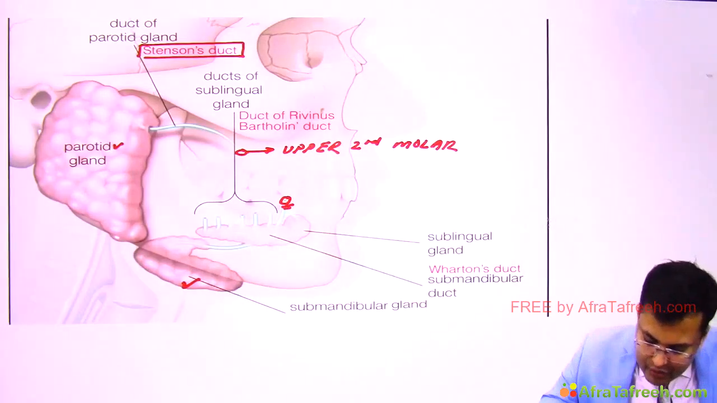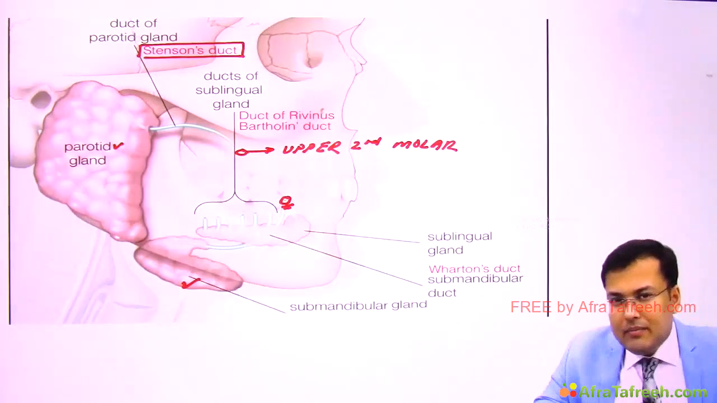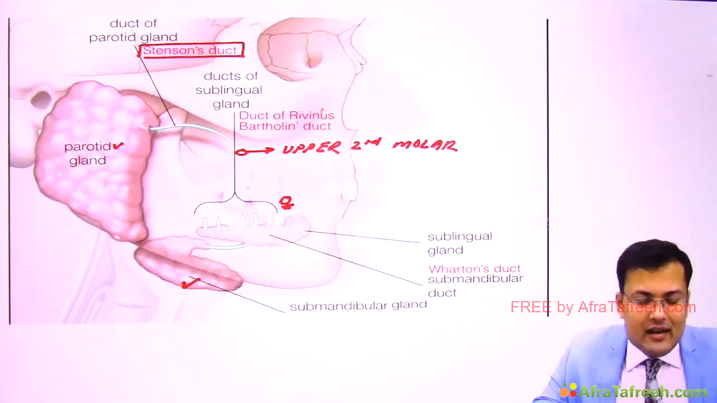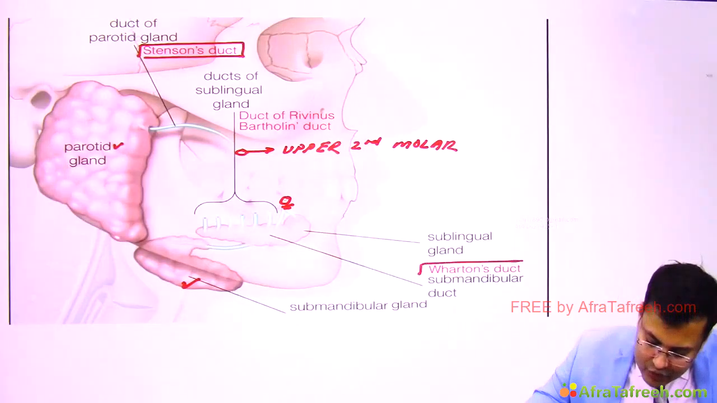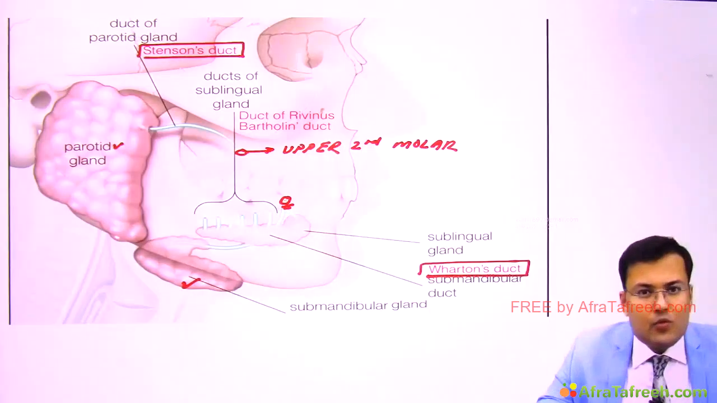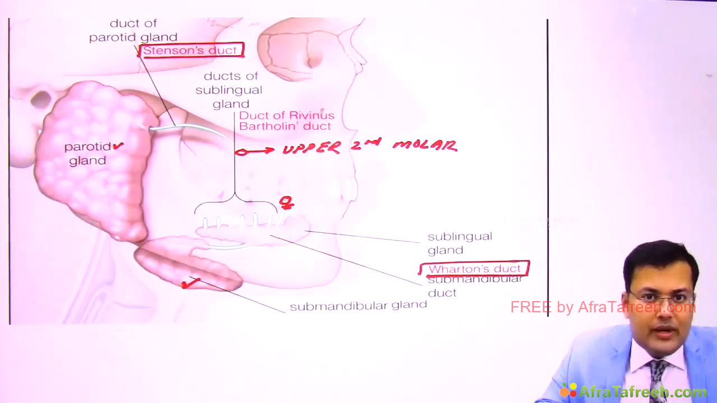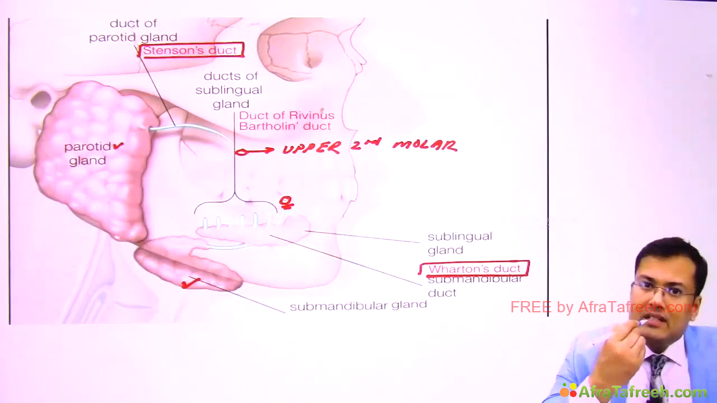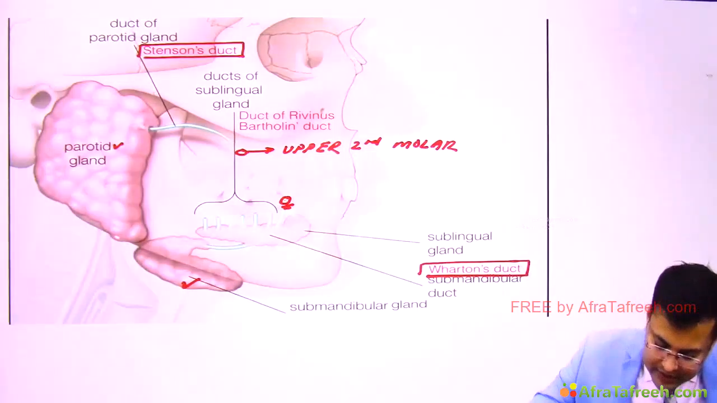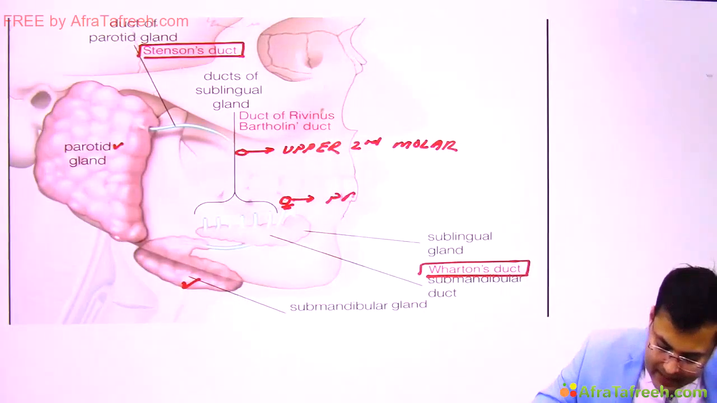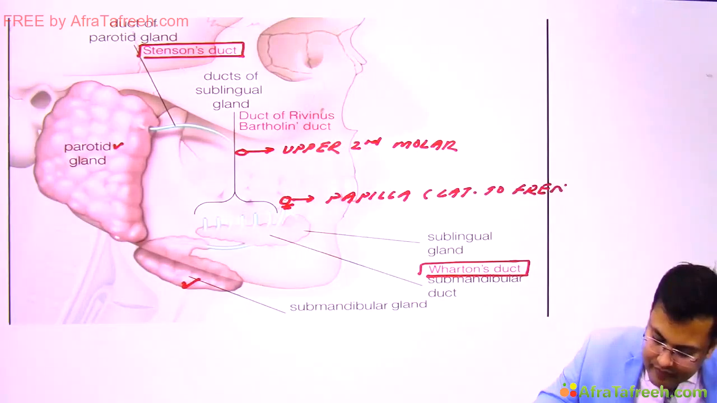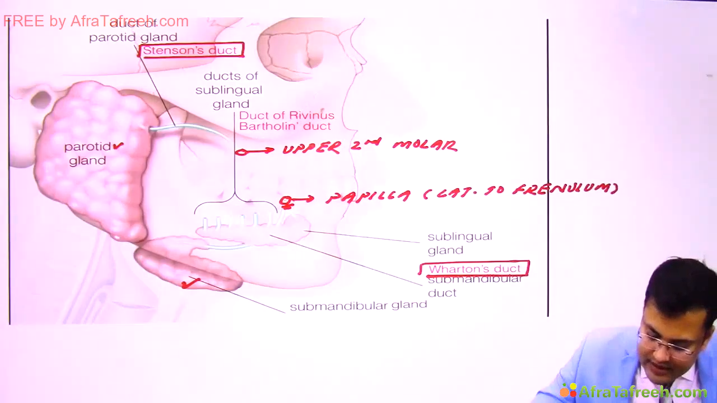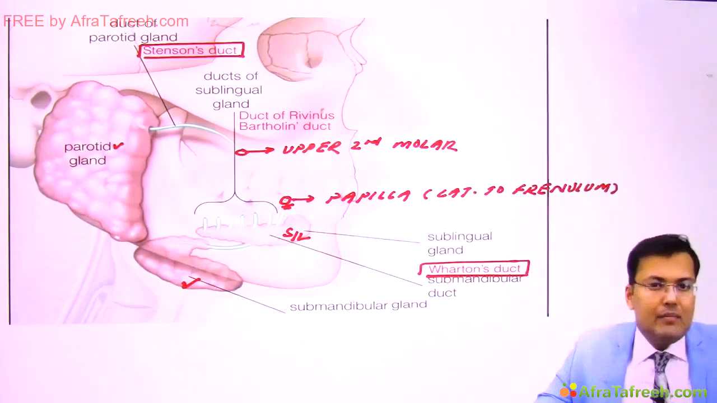Now here you can see this is the submandibular gland, and this is the opening of the submandibular gland. What is the name of the submandibular gland duct? The submandibular duct is known as Wharton's duct. And where is it going to open? It is going to open at the papilla just lateral to the frenulum. Clear?